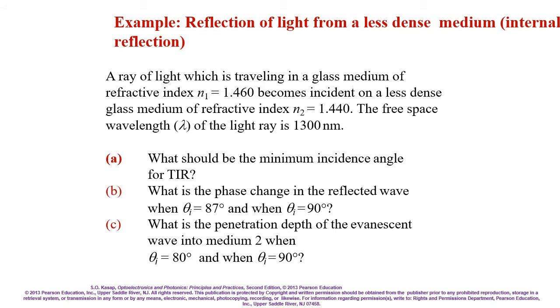So let's come to this problem. What is the minimum incident angle for TIR? A ray of light traveling in a glass medium of refractive index 1.460 becomes incident on a less dense medium of 1.440, so it's an internal reflection. What is the phase change in the reflected wave when theta I is 87 degrees and when theta I is 90 degrees? Also find the penetration depth of the evanescent wave in medium 2 when theta I equals 80 degrees and when theta I equals 90 degrees.